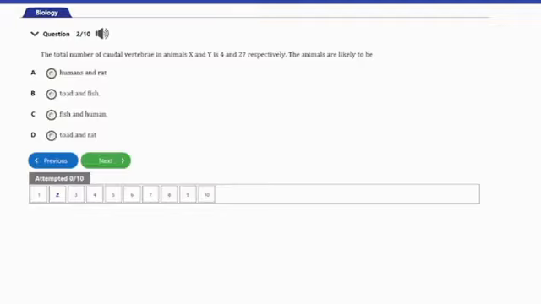It says the total number of caudal vertebrae in animal X and Y is 4 and 27 respectively. The animals are likely to be A, humans and rats, B, toad and fish, C, fish and human, D, toad and rats. The answer to this question is option A, humans and rats. Humans have 4 caudal vertebrae, whereas the rat has 27 caudal vertebrae. And that's it for that question.